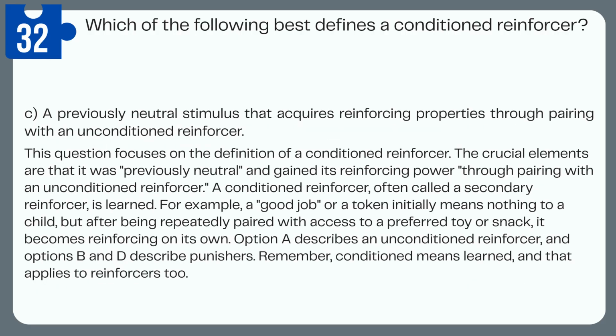Answer: C. A previously neutral stimulus that acquires reinforcing properties through pairing with an unconditioned reinforcer. This question focuses on the definition of a conditioned reinforcer. The crucial elements are that it was previously neutral and gained its reinforcing power through pairing with an unconditioned reinforcer. A conditioned reinforcer, often called a secondary reinforcer, is learned. For example, a good job or a token initially means nothing to a child, but after being repeatedly paired with access to a preferred toy or snack, it becomes reinforcing on its own. Option A describes an unconditioned reinforcer, and options B and D describe punishers. Remember, conditioned means learned, and that applies to reinforcers too.